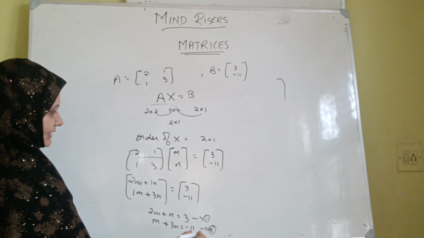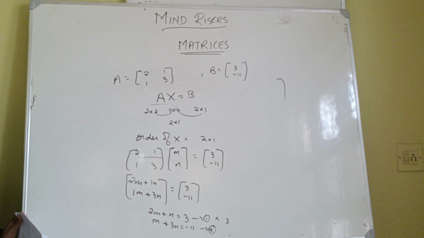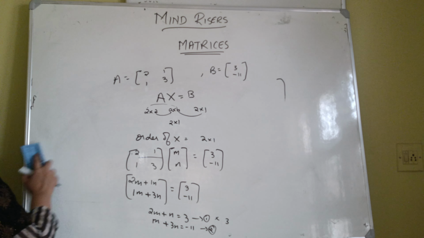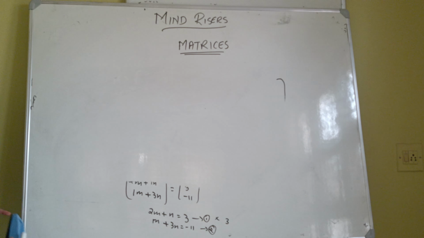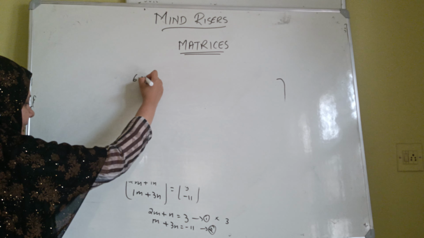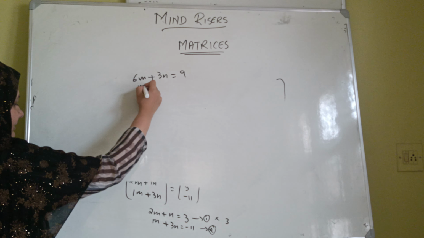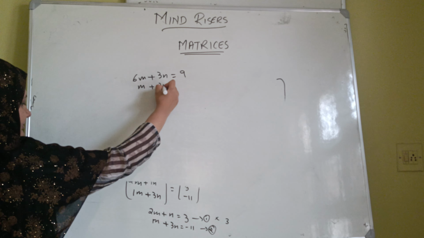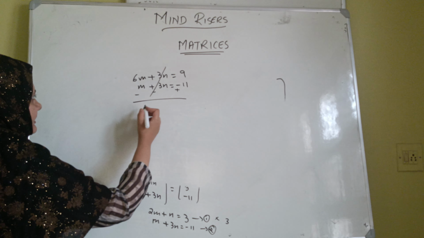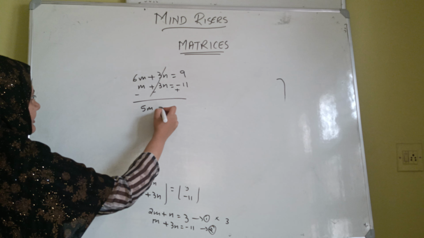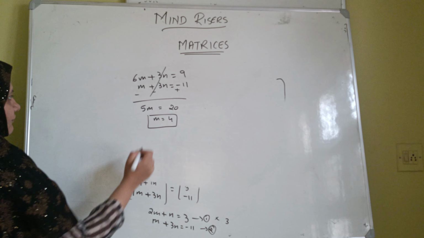Now to solve simultaneously, I will multiply the first equation with 3. And then what do we get? 3 twos are 6M plus 3N equal to 9. So this second equation as it is, change the signs, this gets cancelled, so we have 5M is equal to 20, so M is 4.